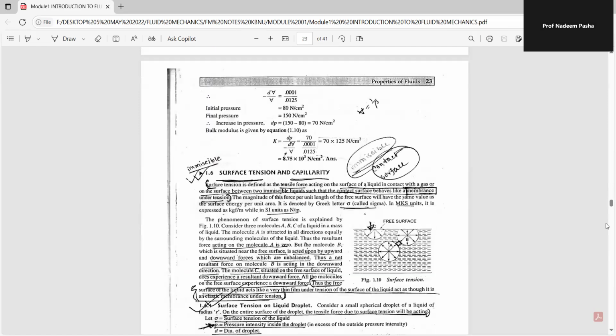Next, we studied about surface tension. So, what is surface tension? It is nothing but tensile force acting on the surface of a liquid in contact with the gas or in between two immiscible liquids, liquids which cannot be mixed. For example, water and petrol. If you mix, then in between them there will be a thin film bond between them. So, these types of fluids are termed as immiscible liquids. So what is the SI unit of surface tension? Newton per meter. So how are we explaining surface tension to the student?